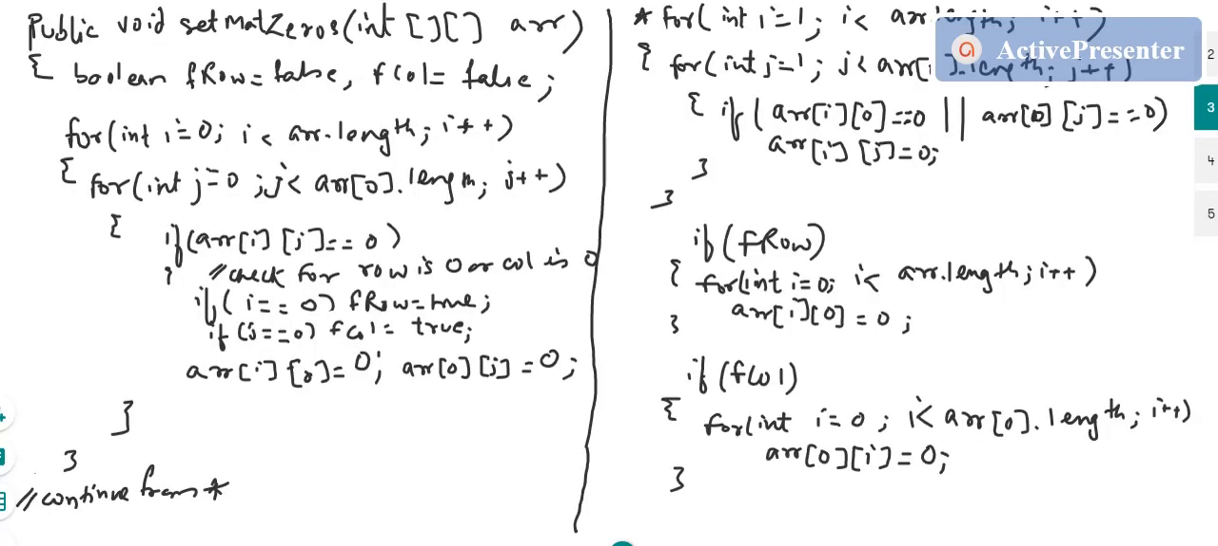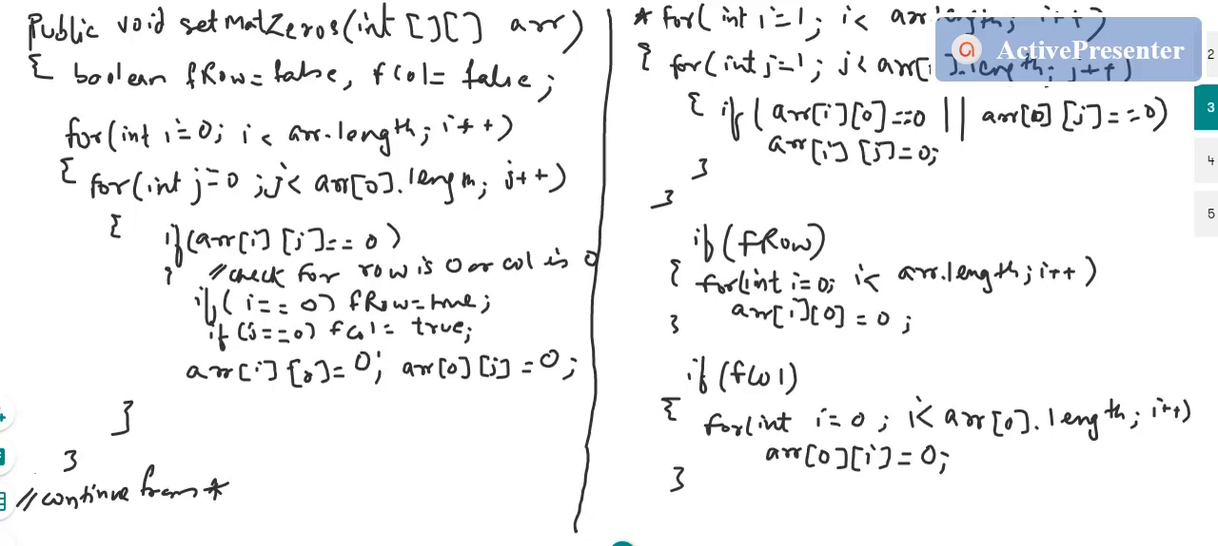So we have declared our method as void, which is named as the set max zeros, and we are taking two-dimensional array, which is named as the ARR. We are initializing my first row value to be false, first column value to be false, running two loops which will do two tasks. Firstly, it will check all the cell values. If any of the cell values is 0, it is going to check whether the row value is 0 or the column value is 0.